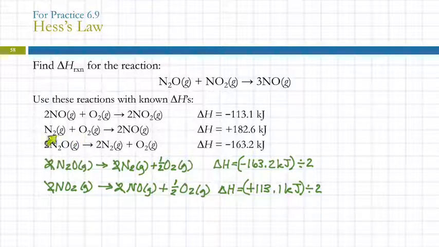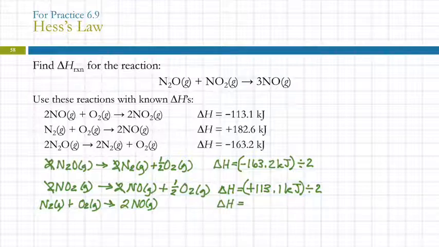So I must need to use this other equation that I'm given. This has N2 and O2 on the left, and that would help me to get rid of these. So I'm going to write that one in as written. N2 plus O2 forming 2NO. And I'm not doing anything to the equation, so I'm not going to do anything to delta H. Now let's see what happens.